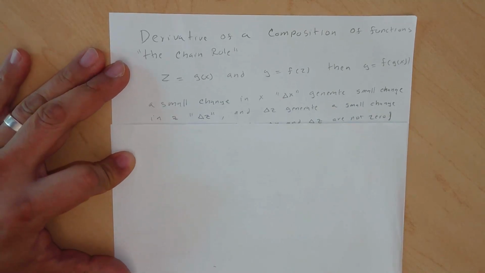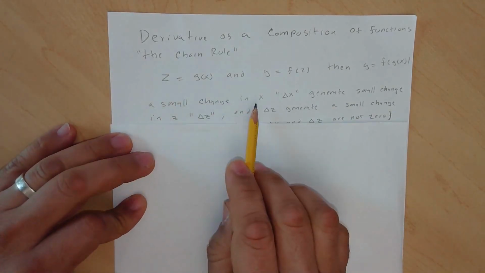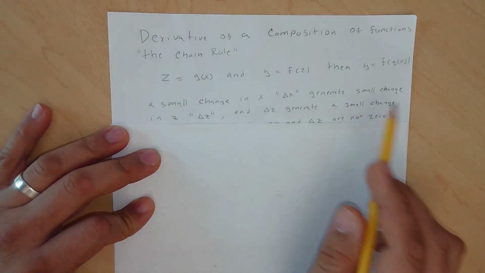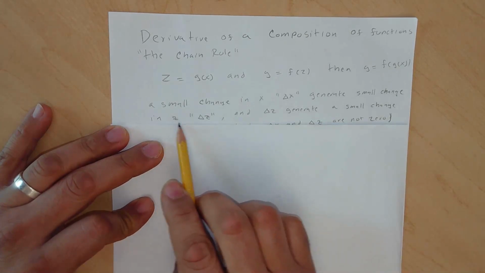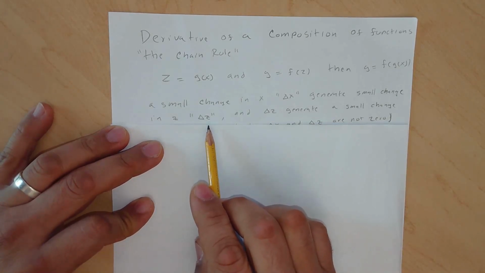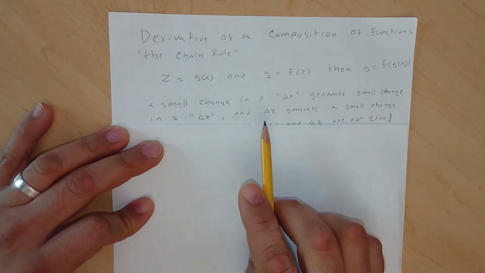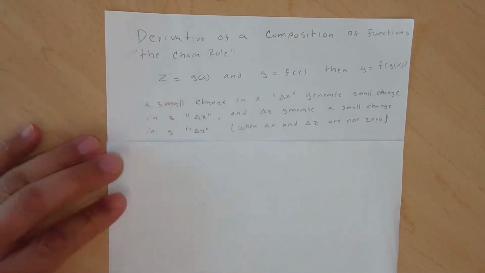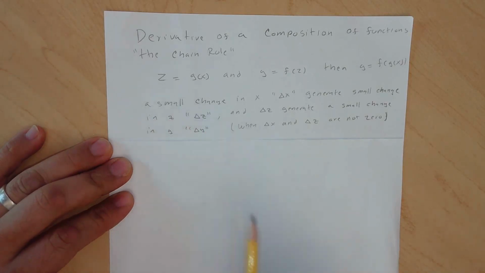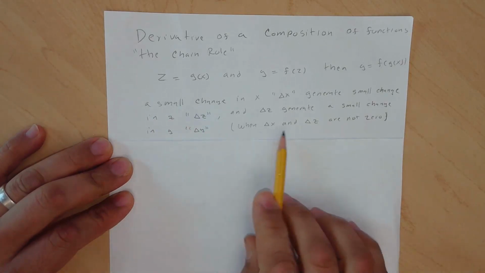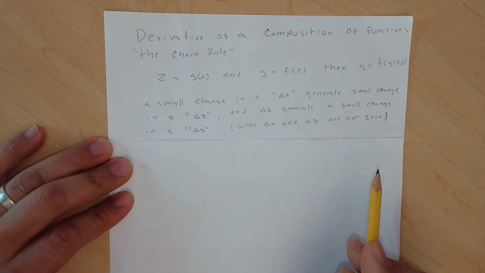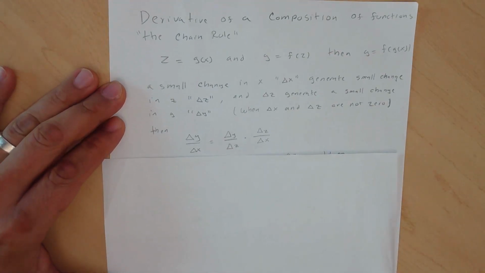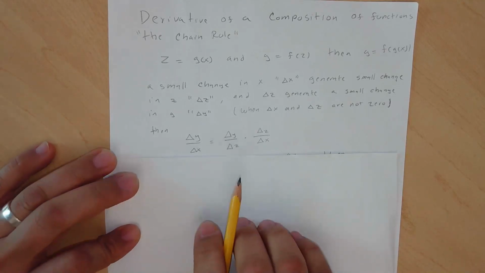We know that a small change that we make in x, let's call it delta x, will also generate a small change in c, call it delta c. Delta c also generates a small change in y, which we will call delta y, of course whenever delta x and delta c are not zero. So we will have this relationship here.